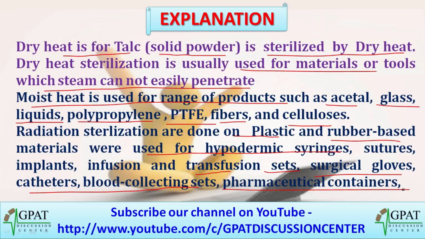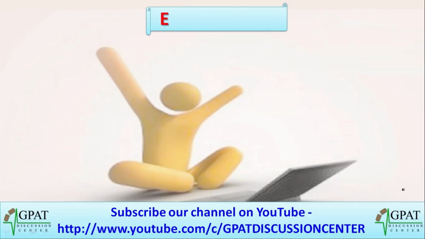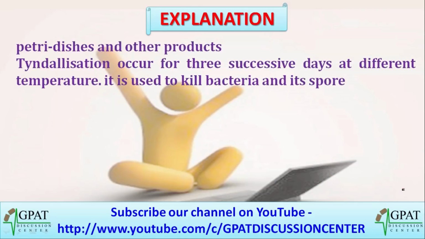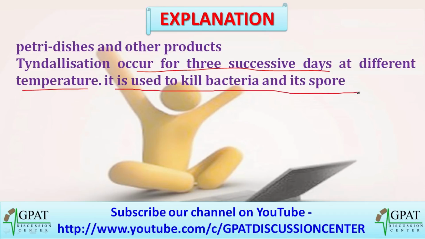So dry heat is used for talc, and for materials in which the steam cannot penetrate, or moist heat is used for the range of various products, and radiation sterilization is done on plastic and rubber based materials, or where tyndallization occurs for 3 successive days. Means with the help of tyndallization, we can do the sterilization over 3 successive days at different temperatures, and it is used to kill bacteria and their spores. So it's all about the process of sterilizations and their explanation parts.